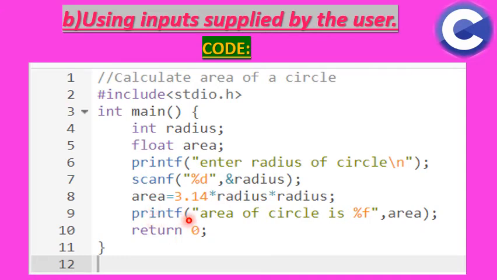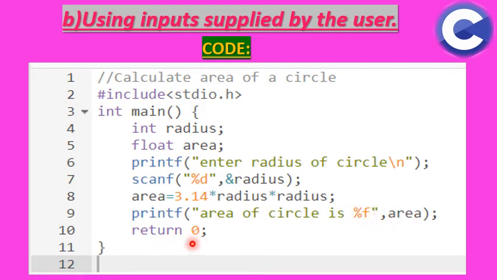Now in the printf function, under the parentheses and double quotes, I wrote "Area of the circle is", then this %f is a format specifier for float values, that is for real or decimal values. So "Area of the circle is", and this value will be put here. That is the value which the area variable is carrying.